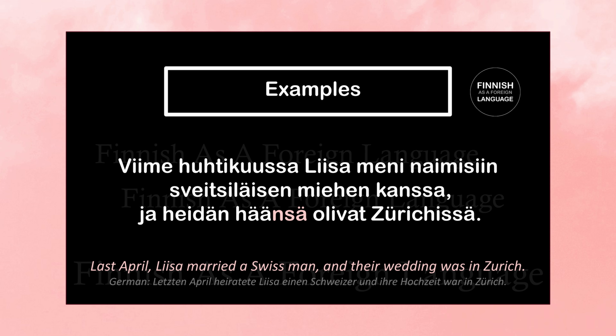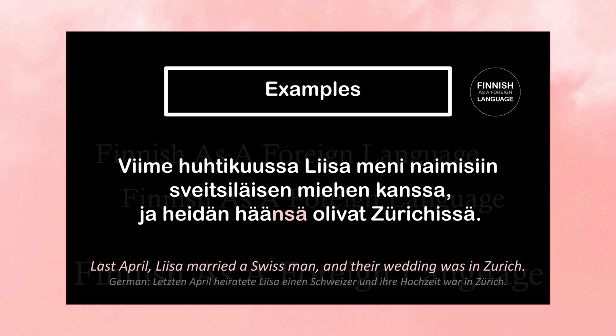Next one. Viime huhtikuussa Liisa meni naimisiin sveitsiläisen miehen kanssa ja heidän hänsä olivat Zürichissä. Means last April Lisa married a Swiss man and the wedding was in Zurich, or as we say in German, Zürich. So, viime huhtikuussa means last April. Lisa meni naimisiin means Lisa married. Mennä naimisiin means to get married. Sveitsiläisen miehen kanssa literally means with a Swiss man. So here we say sveitsiläisen miehen genitive case because of kanssa, which requires the genitive case.